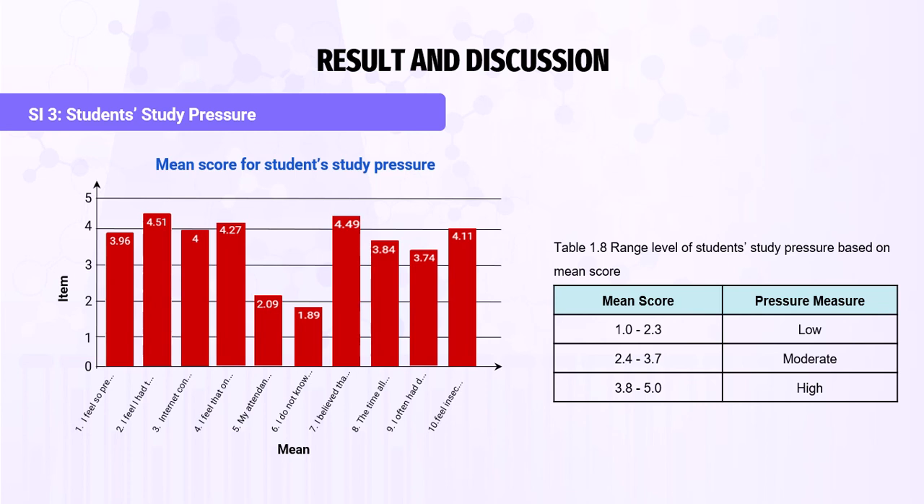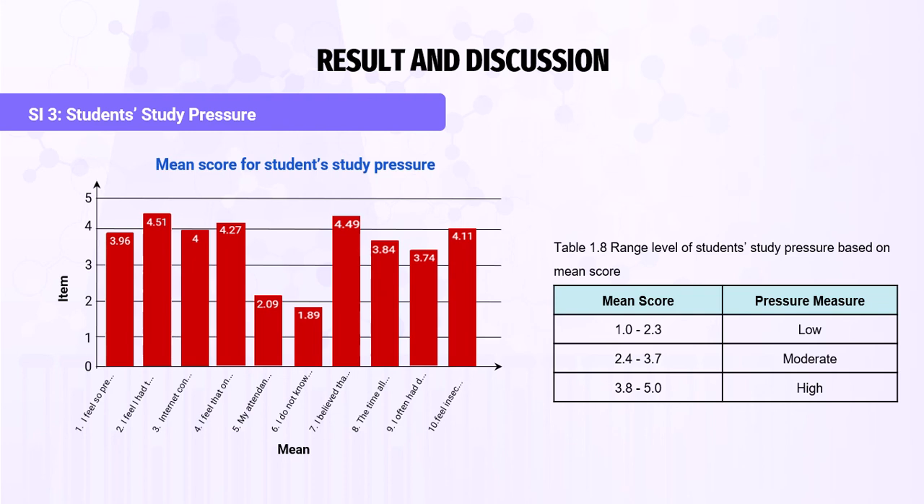For the fifth item, we can see that the mean score is only 2.09, which indicates low pressure. The majority vote strongly disagree for the item stating that student attendance is poor. For item number 6, the mean score is 1.89, which indicates low pressure in students. This is because they know how to access the materials provided online by the lecturer. Item number 7 has a mean score of 4.51, which indicates high study pressure, because the majority of the students strongly agree that the amount of assignments is too much.